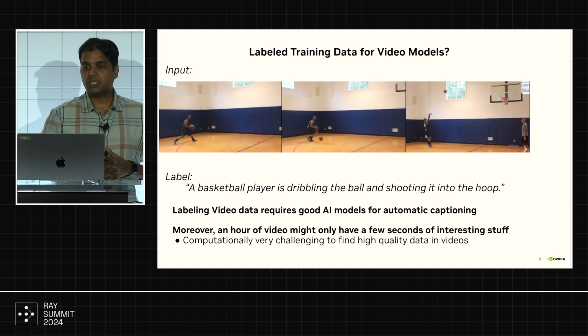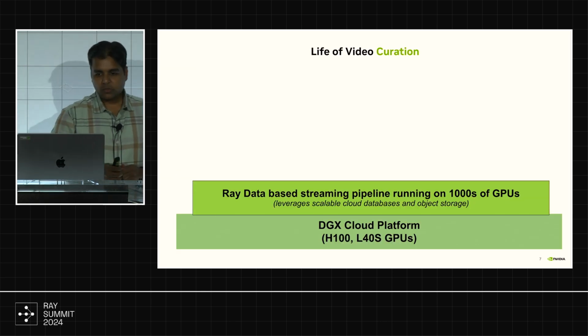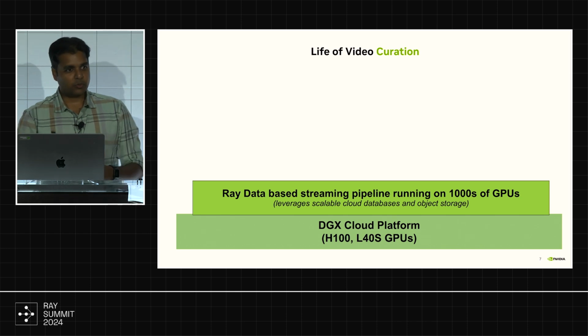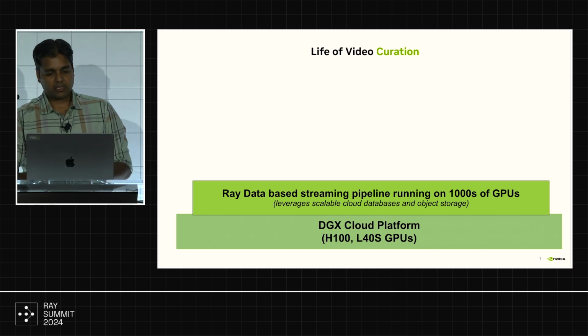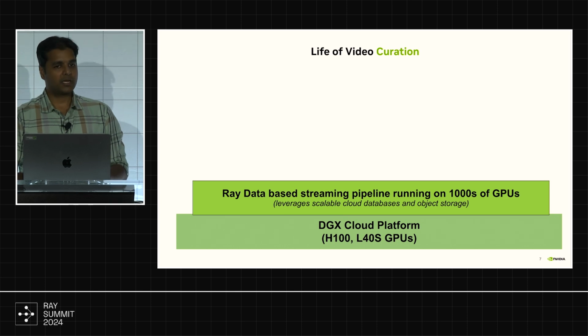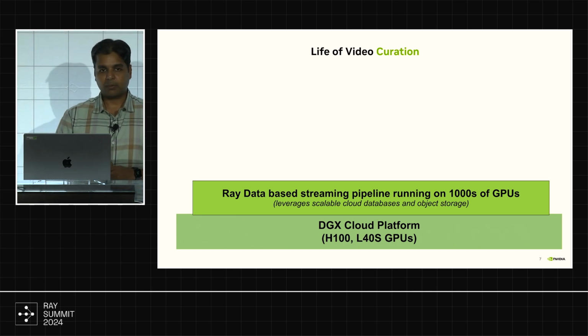This is computationally very challenging, as I will show, and that's the curation pipeline that we have built. So let me start with a bird's eye view of what a curation pipeline does, and then we'll go into more technical details. At a very high level, what do we do? NVIDIA has a cloud platform called DGX Cloud. We are actually on top of every cloud. On top of that, we built Ray data-based streaming pipelines. It's running on thousands of GPUs. I will show why we need them. We are leveraging cloud-native solutions.